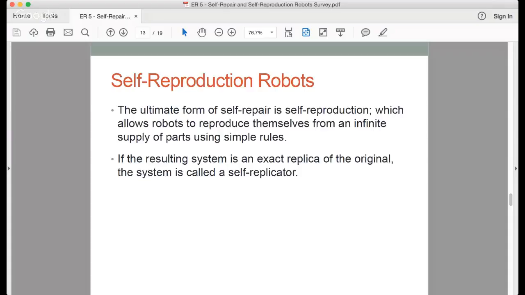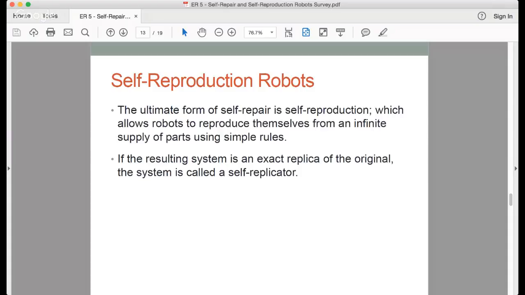Self-reproduction robots. The ultimate form of self-repair is self-reproduction. And we mentioned earlier that self-repair is the ultimate form of what? If you can remember. Self-repair is the ultimate form of self-reconfiguration. Except in the case of Fractal. They consider that as the ultimate form of self-assembly. So let's get back to self-reproduction, which we consider as the ultimate form of self-repair.